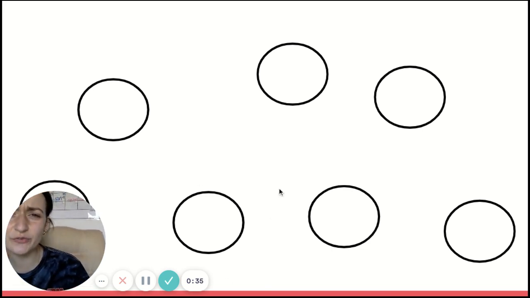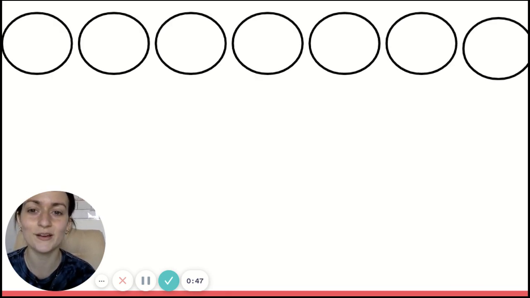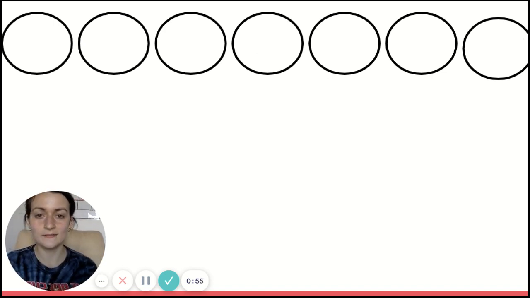You know, it's actually really tricky to keep track of my soccer balls because I drew my circles all over the place. It can be way easier to keep track of the number that you're working with if you draw them in a straight line like this. 1, 2, 3, 4, 5, 6, 7. So there are 7 soccer balls.